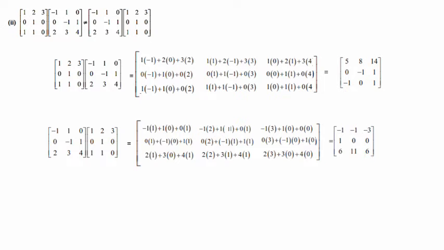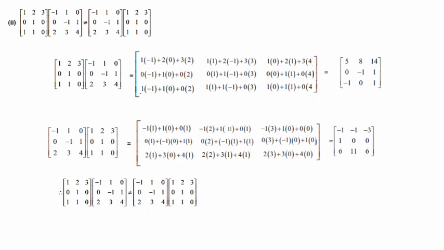So it is quite clear when you check the products, they are not equal. So we can come to the conclusion that the given products are not equal. So matrix 1, 2, 3, 0, 1, 0, 1, 1, 0 into matrix minus 1, 1, 0, 0, minus 1, 1, 2, 3, 4 is not equal to matrix minus 1, 1, 0, 0, minus 1, 1, 2, 3, 4 into matrix 1, 2, 3, 0, 1, 0, 1, 1, 0.